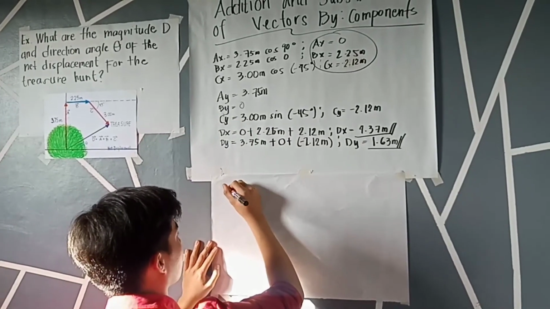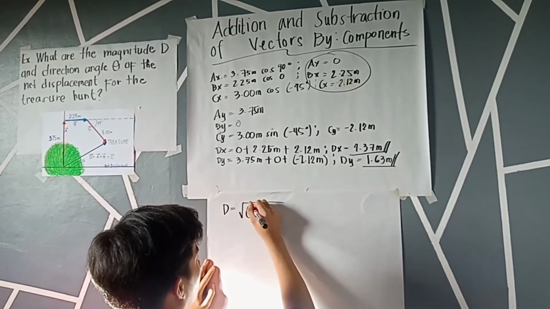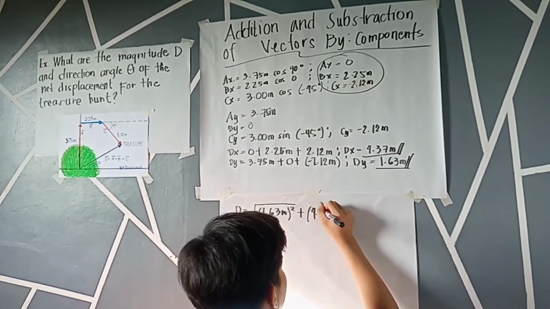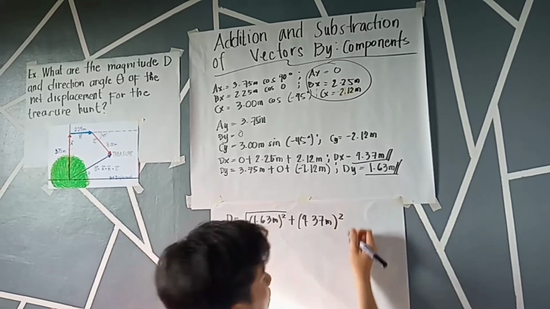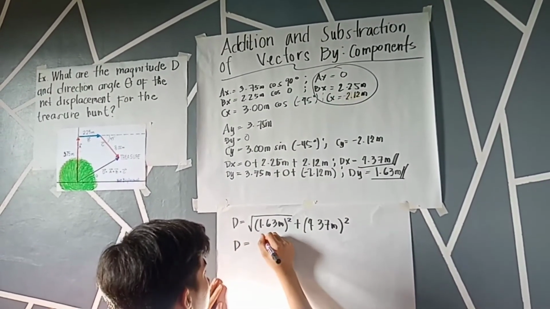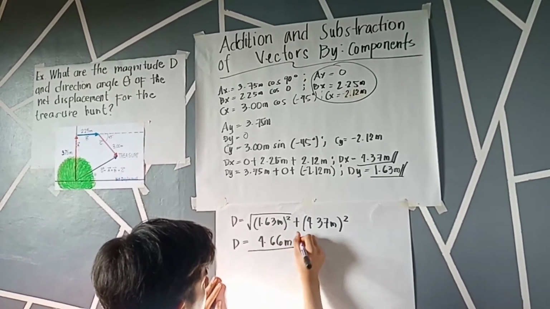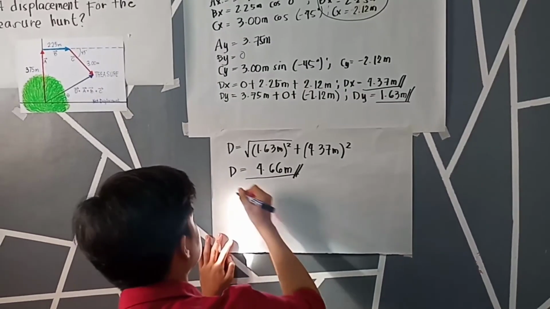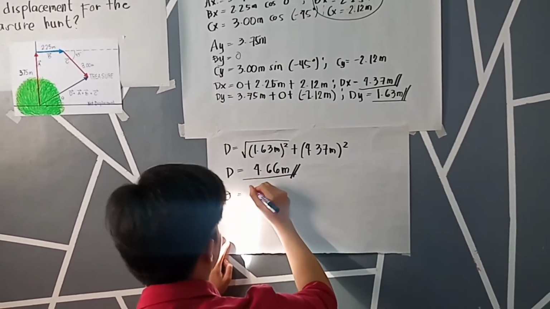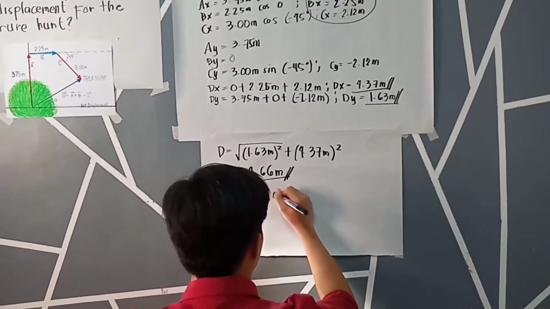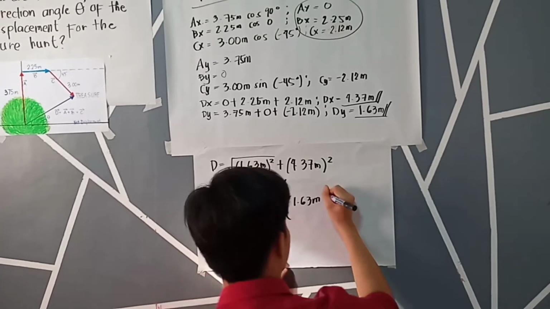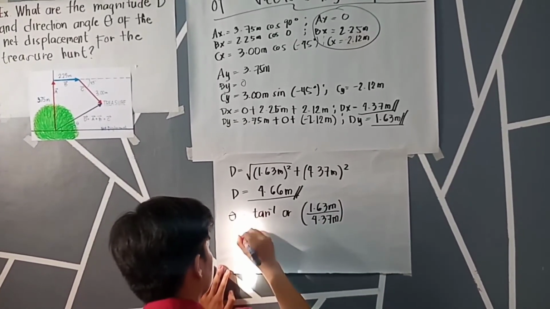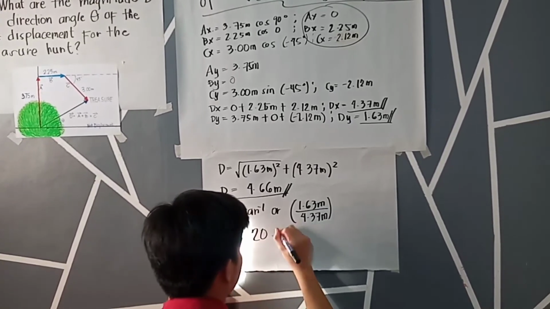Finally, for the magnitude, d is equal to the square root of 1.63 meters quantity squared plus 4.37 meters quantity squared. So now, d is equal to 4.66 meters. So the value of magnitude d now is 4.66 meters. So for the direction angle theta, inverse tangent of 1.63 meters over 4.37 meters, the direction of vector d is now equal to 20.5 degrees.